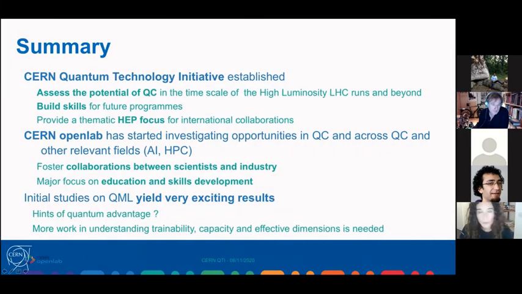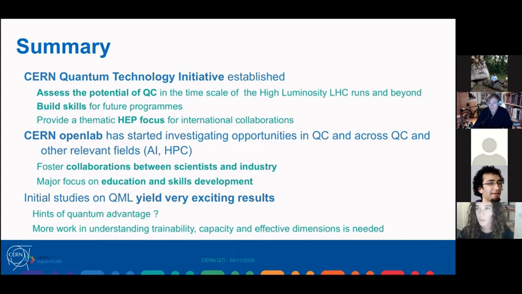So we have established at CERN a quantum technology initiative that is aimed really at assessing the potential of quantum computing for our community within the timescale of the high luminosity LHC and further experiments, and beyond. A large part of this is really related to trying to build expertise and skills within our community and understand what the challenges are in actually integrating quantum computing in our approach to computing. As CERN Open Lab, we've also started investigating a few opportunities of introducing quantum computing in particular in our machine learning applications. The idea is that most of this work is done not only within CERN, but also in collaboration with different actors in other institutes and in the industry.